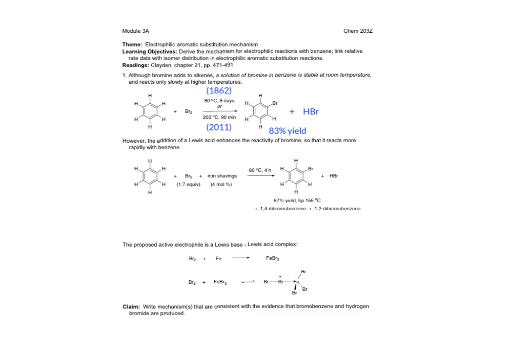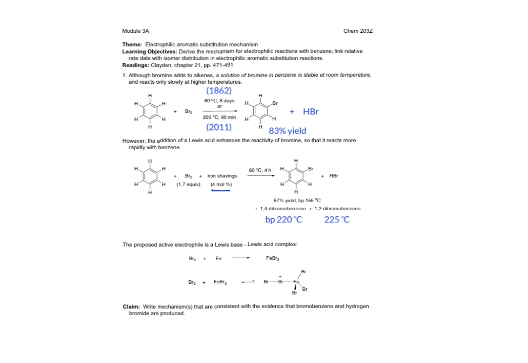And after 4 hours, when the heating is stopped, we can isolate by distillation a reasonable yield of bromobenzene, which is separable from higher boiling byproducts of dibromination, which favor 1,4 isomer over the 1,2 isomer. Notice that the iron shavings are used in substoichiometric amounts, or catalytic amounts.